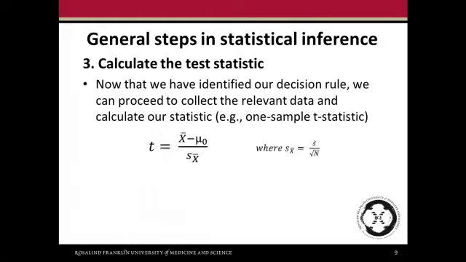The third step is to calculate this test statistic. So we've identified our decision rule, so we're going to collect our data and calculate our statistic. This is an example of a one-sample t-statistic where we're comparing a sample mean that we have to a known population value, which is represented by mu sub 0. We divide that by our standard error. And you know the calculation for standard error, it's the standard deviation of the sample divided by the square root of n. And you'll see in this course a number of different test statistics.